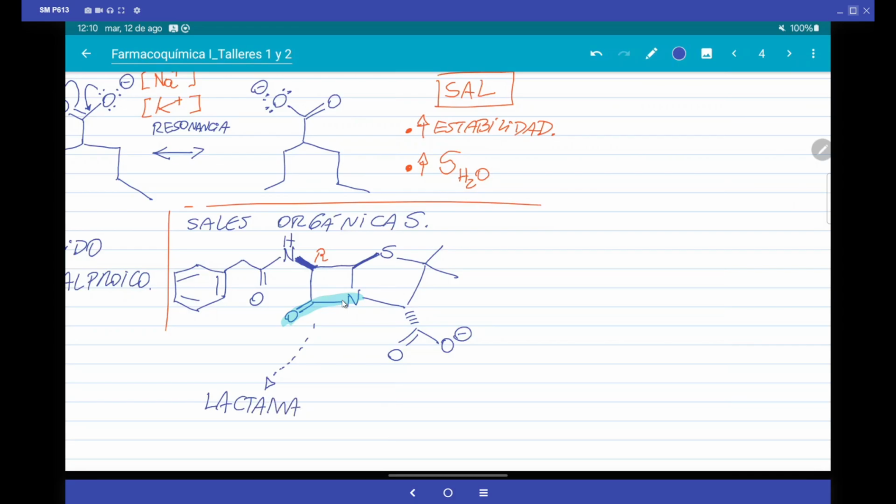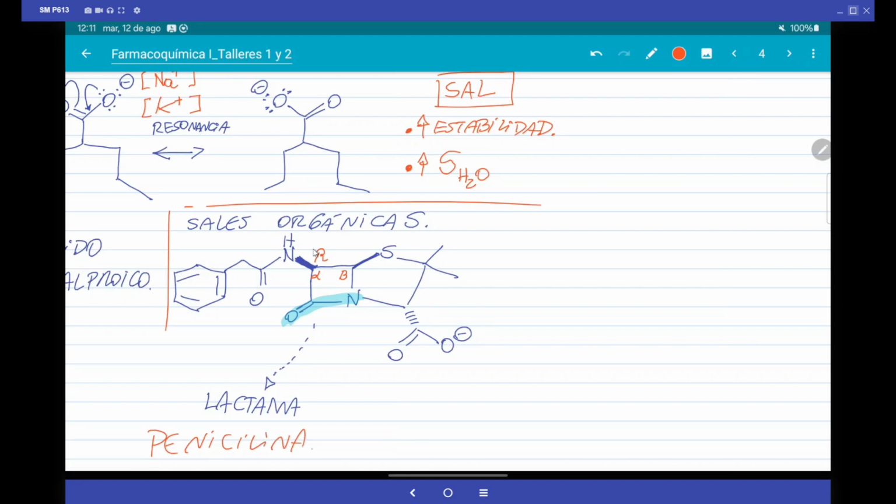That is a lactam. It is a lactam that has an alpha carbon and a beta carbon as part of the square cycle, okay? So if I have an alpha beta lactam, that is, what is technically called a beta lactamic ring, this is an antibiotic. This is penicillin.